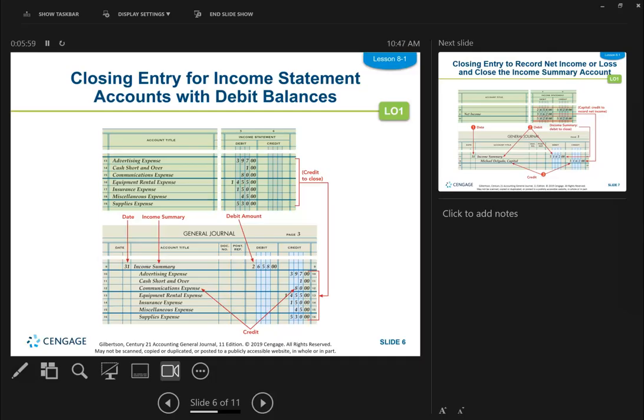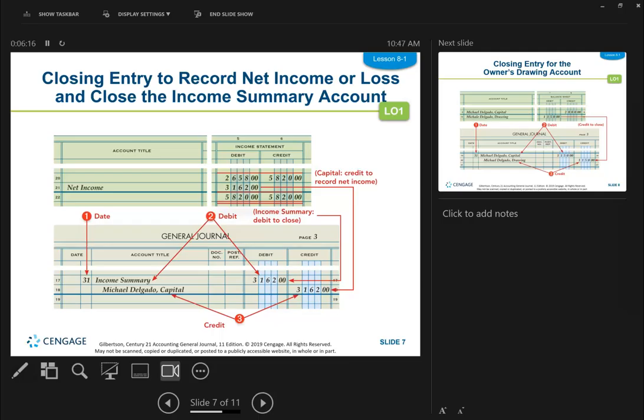Because the income summary is like a net, right? It's basically a snapshot of what happened that month or whatever. Is everybody okay? So that's the second step, right? We have to close these expense accounts.